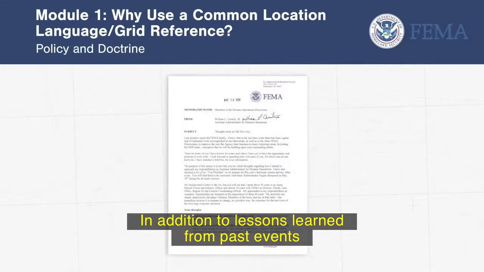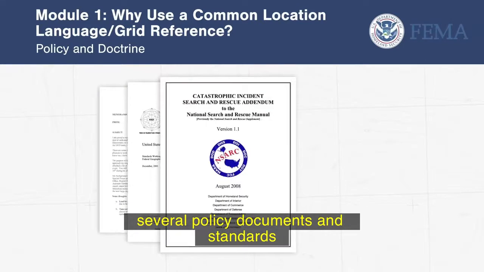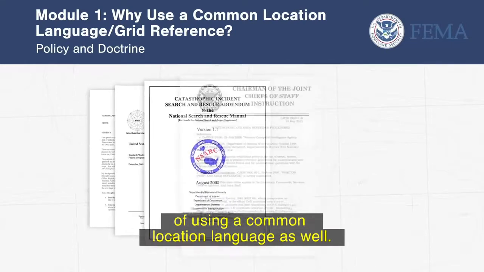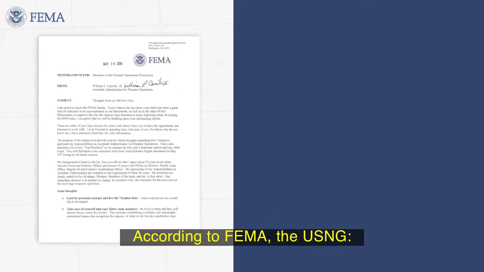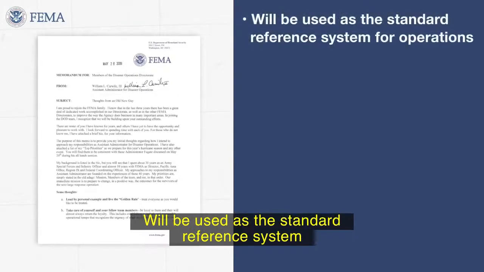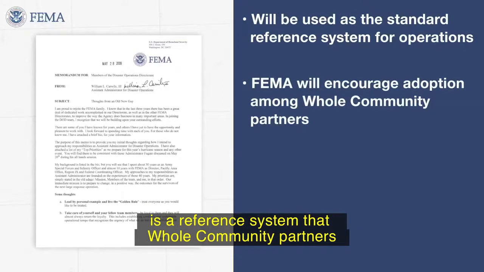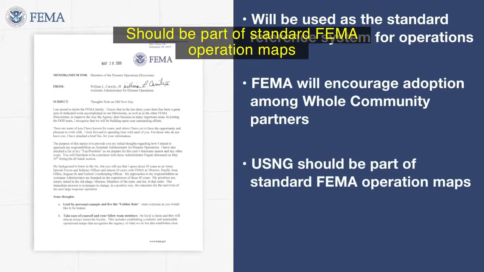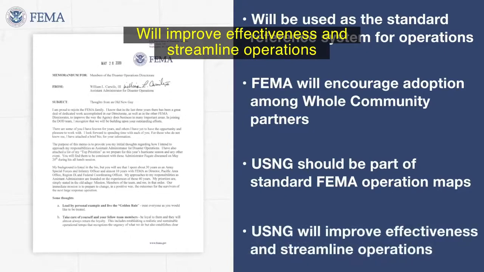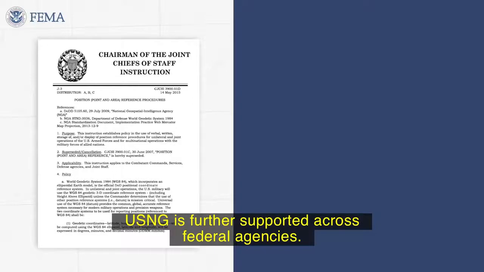In addition to lessons learned from past events and incidents, several policy documents and standards have recognized the importance of using a common location language as well. The USNG is a FEMA strategic priority. According to FEMA, the USNG will be used as the standard reference system for its operations, is a reference system that whole community partners are encouraged to adopt, should be part of standard FEMA operations maps, and will improve effectiveness and streamline operations. USNG is further supported across federal agencies.